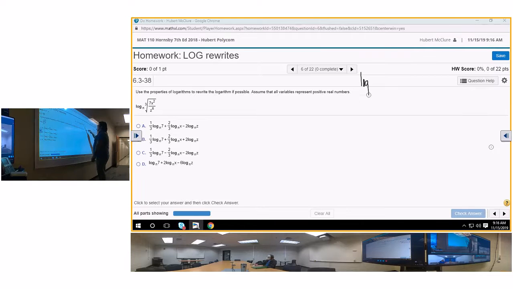Log base n of the cube root of 7x squared over z to the 6th.